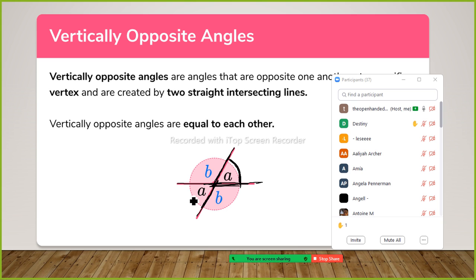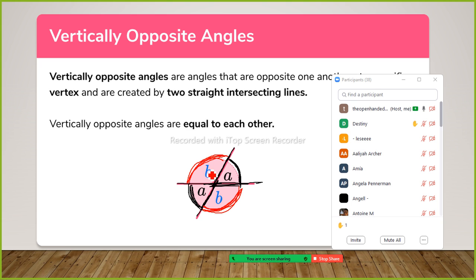And if you notice, it is opposite to this angle. Now, when you have it like this, where directly opposite one angle is another angle, we call them vertically opposite angles. So A and A are vertically opposite angles. And the same thing is true for B and B. We have one angle here, this is B, and another angle here, which is also B. Look at them. Their sides are exactly the same. They are vertically opposite angles.